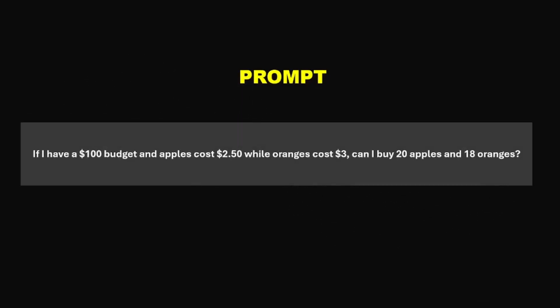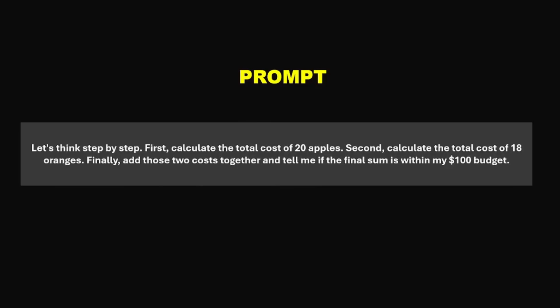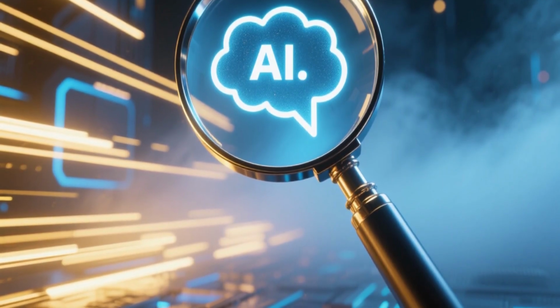For example, instead of asking, "If I have a $100 budget and apples cost $2.50, while oranges cost $3, can I buy 20 apples and 18 oranges?" you add one simple phrase. Let's think step by step. First, calculate the total cost of 20 apples. Second, calculate the total cost of 18 oranges. Finally, add those 2 costs together and tell me if the final sum is within my $100 budget. That one little tweak forces the AI to be transparent in its reasoning and makes it so much more accurate.